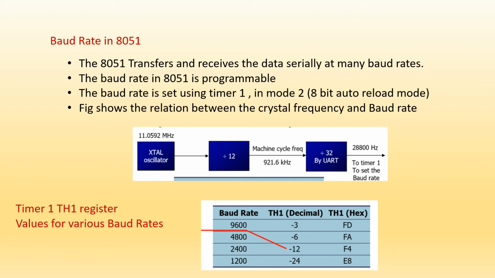So for every three pulses we are going to get one pulse. So the frequency is going to be divided by 3. The input frequency is 28,800, and it is going to be divided by 3. Because we are loading -3, and -3 means FD in hex, FF minus FD plus 1 gives me the value of 3 counts.